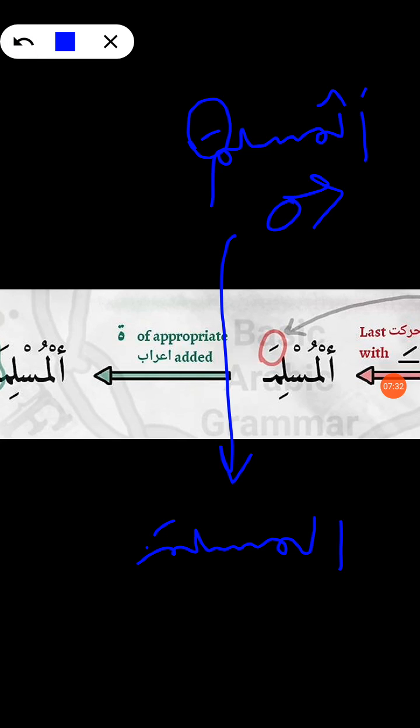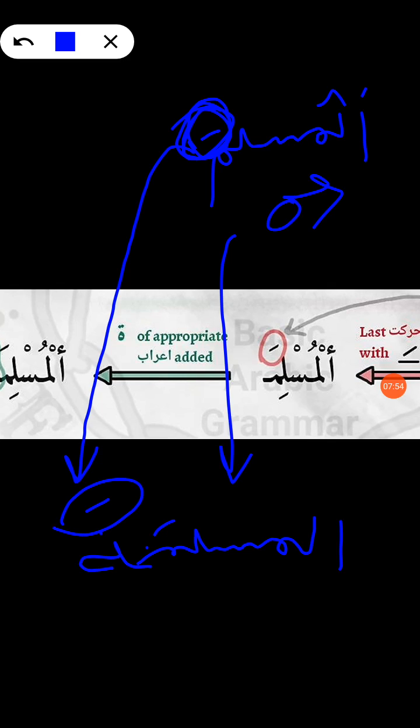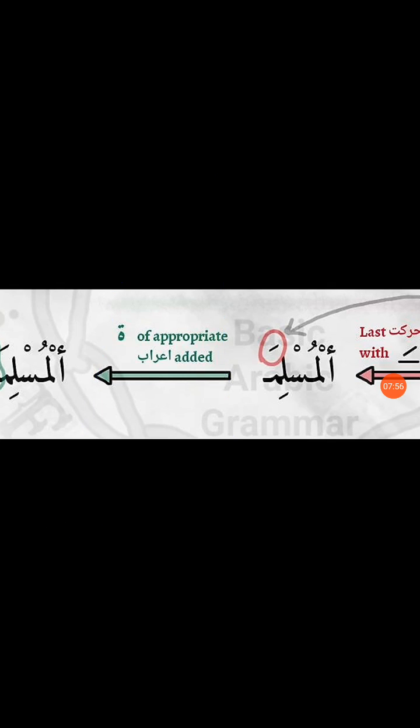And then you're going to add this round ta, and you are going to make it nasab by adding this fatha over there. So it's going to be al muslimata, right? So this fatha, which was actually the nasab, was showing us that it is nasab. This has come over here on ta marbuta in order to show that this is nasab. Okay, so that's what.